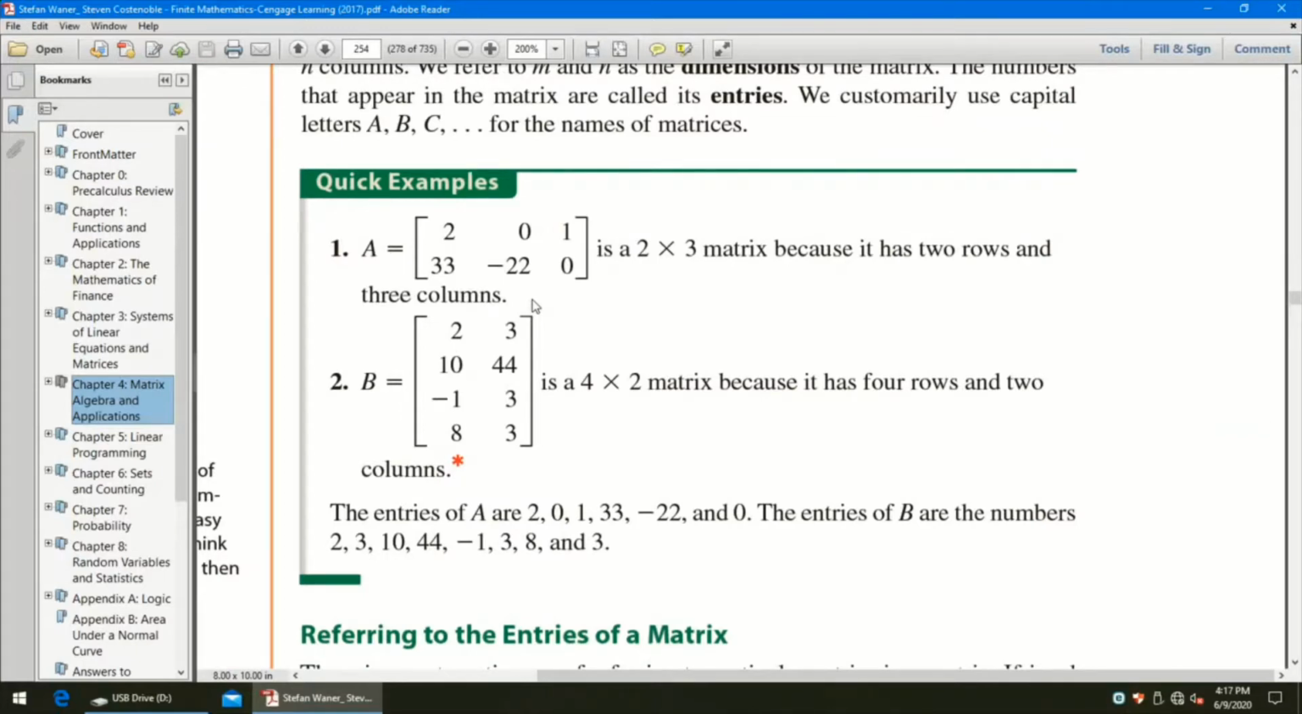So we have A, which has a particular number of rows. You can see that there are 2 rows and 3 columns, a 2 into 3 matrix. In the same way, we have B, with 4 rows: 2, 10, minus 1, 8 is the first column, bearing 4 rows. So we have 4 rows into 2 columns. Then 3, 44, 3, 3 is the second column. The entries would be 2, 0 for the first, and then starting from 2, 3, 10, these are all individual entries.